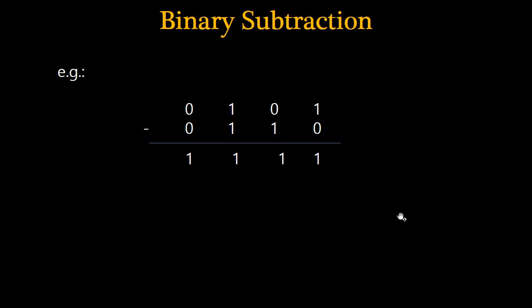Here we are taking an example. 1 minus 0 will be 1, but 0 minus 1, for this operation it will borrow a 1 from this bit, and 1 0 minus 1 will be equal to 1. Again 0 minus 1 will be 1, and it is borrowing 1 from the other bit, and that results in 1 1 1 1.